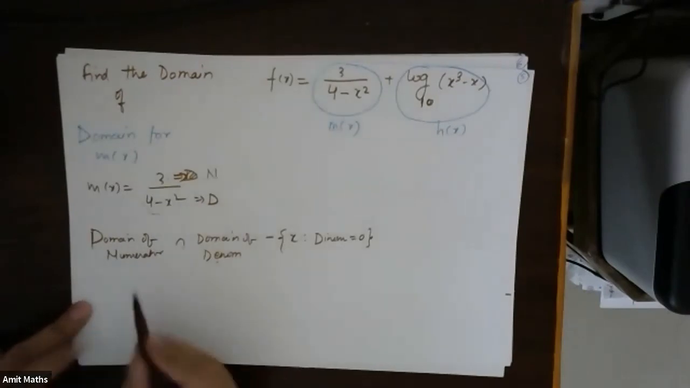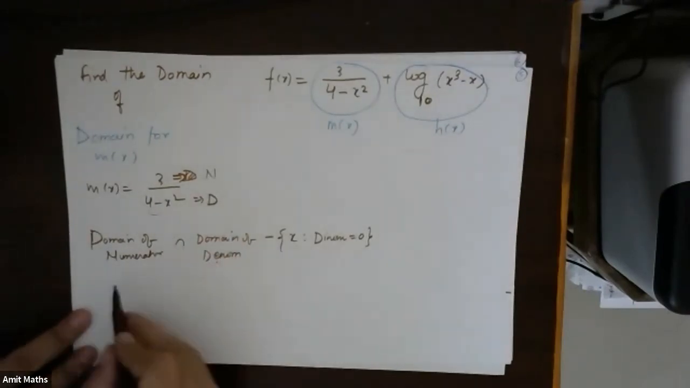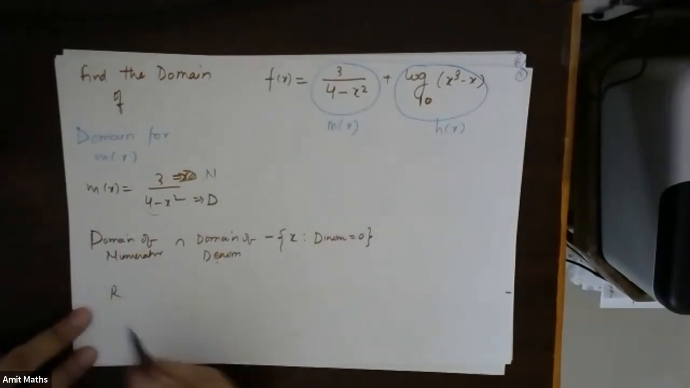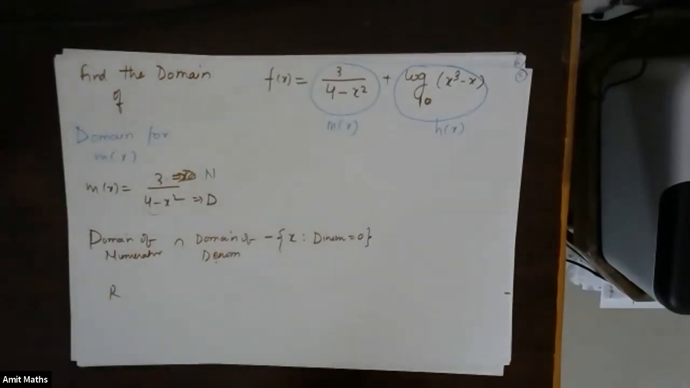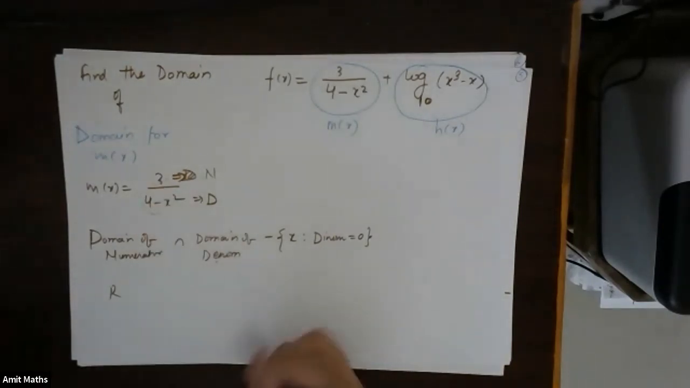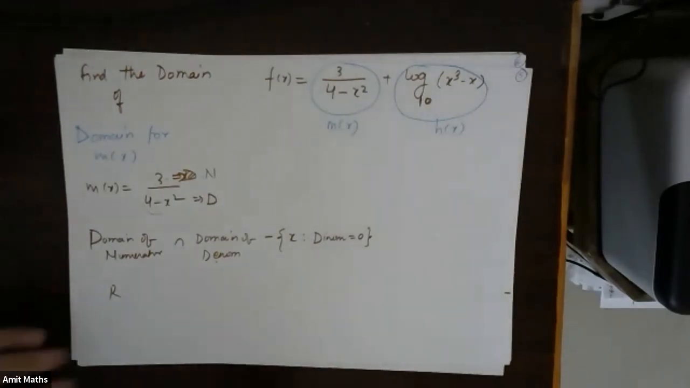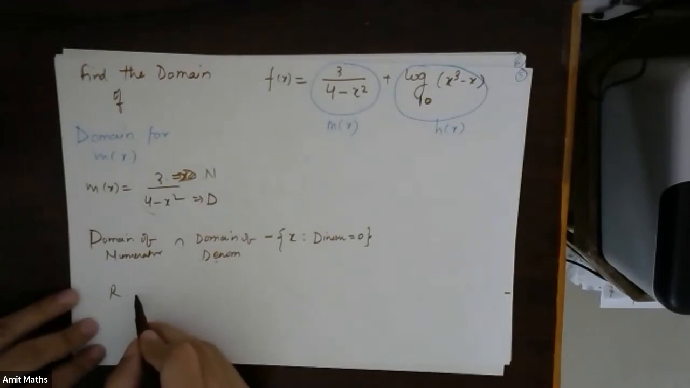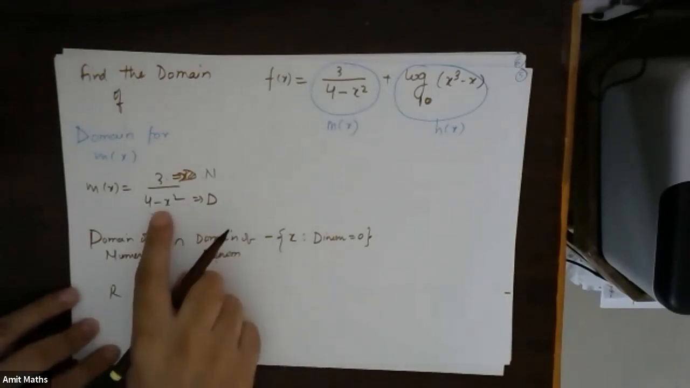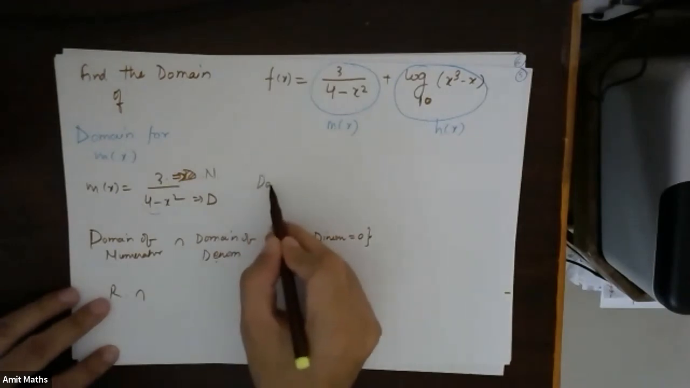Now the numerator is 3. What will be the domain of 3? The domain of 3 will be real numbers, because it won't matter what x you take, it will be a constant function, giving you 3. So we don't have any problem with 3, or with any constant. Now the denominator is 4 minus x square.